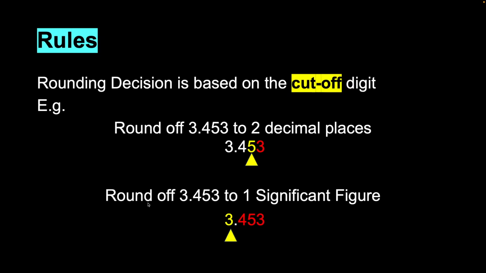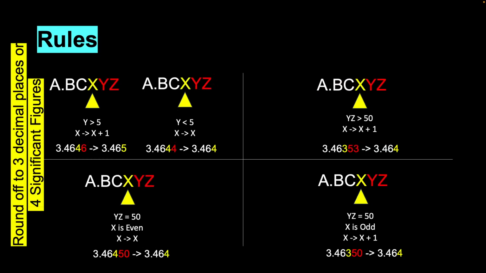Similarly, in the second example, we round off 3.453 to one significant figure. It means only one significant figure should be there after rounding off. So the cutoff digit would be 3, and the decision will be based on the cutoff digit. Now let us understand the rules of rounding digits. Before I tell you the rules, it is worth noting that I have exemplified the rules with rounding off to 3 decimal places or 4 significant figures. The cutoff digit is painted in yellow and the digits to be removed are painted in red.